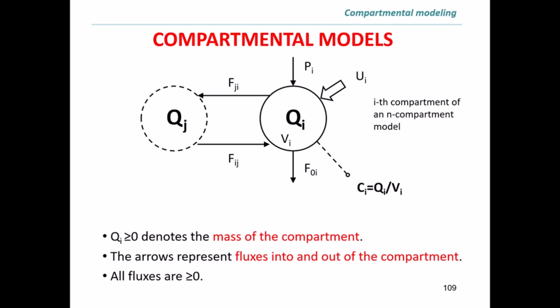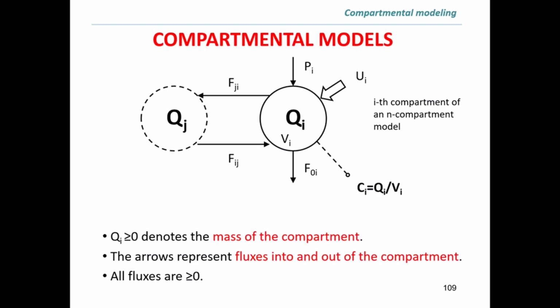All fluxes are necessarily greater than zero, and the compartment has its own volume, the distribution volume. It may have fluxes coming from the external, may have exogenous input, may have endogenous input, and the concentration of the substance inside the compartment is described as the ratio between the mass of the compartment, QI, and the distribution volume of the compartment, VI.